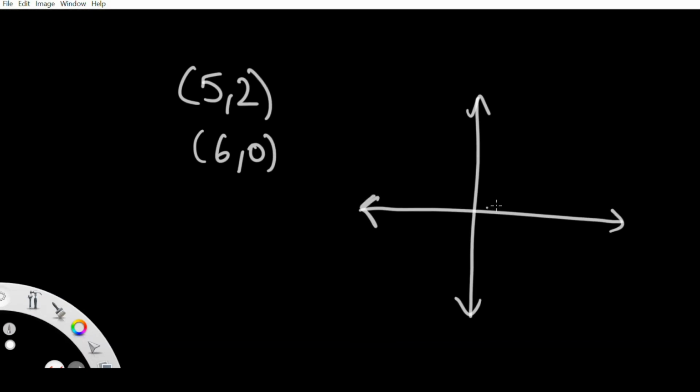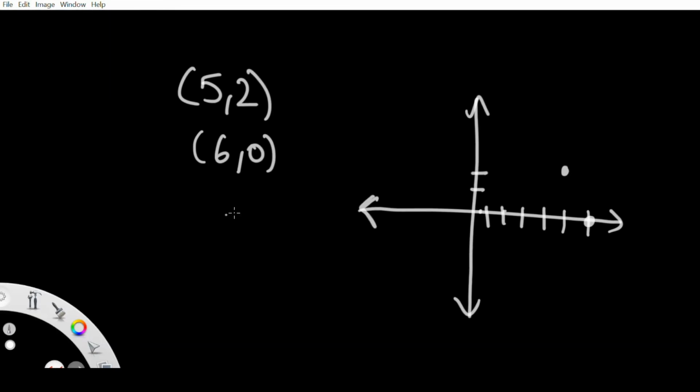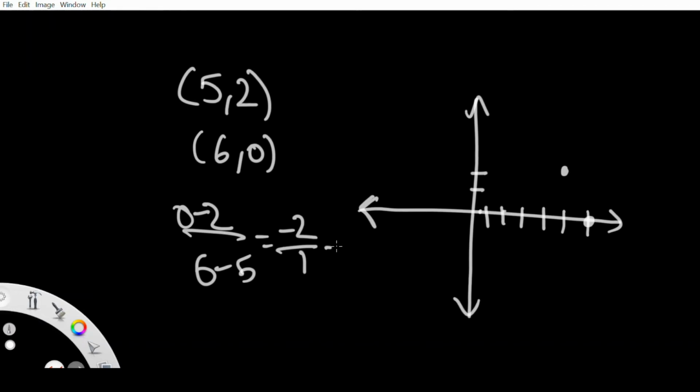So x-intercept 6, 0, 1, 2, 3, 4, 5, 6. And point 5, 2. For this one, the best way to find the slope would be to use the slope formula. So 0 minus 2 over 6 minus 5, which gives us negative 2 over 1, which is the slope. So negative 2 is going to be our slope.